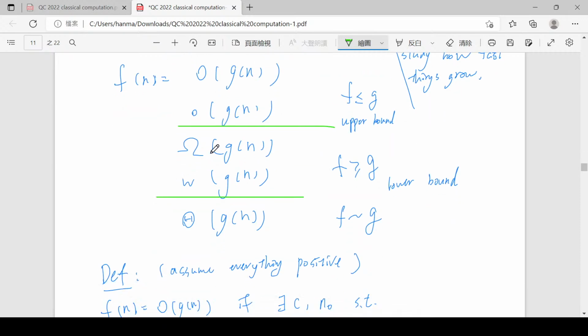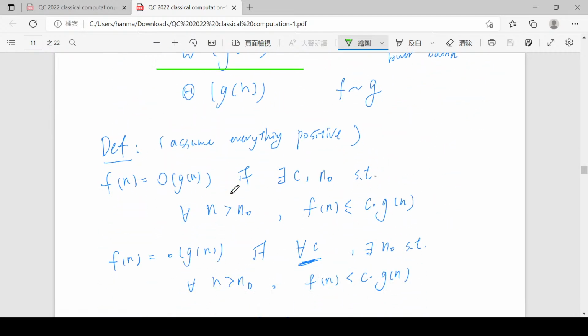And those two mean that g is the lower bound of f. So big omega and small omega of g means g is smaller than f, and that means g is the lower bound of f. And lastly, this theta means g and f grow about the same rate. Okay, and let's give more technical definitions.